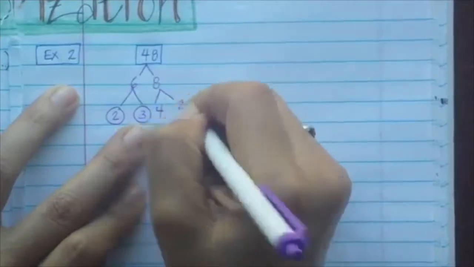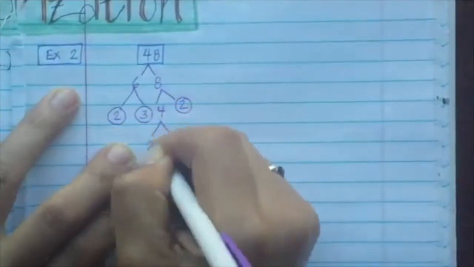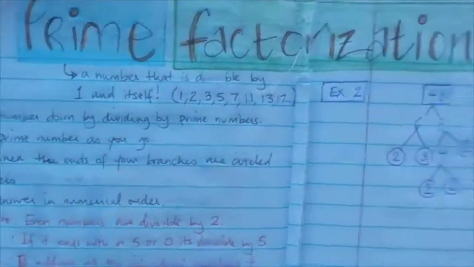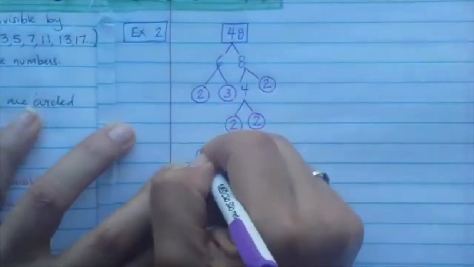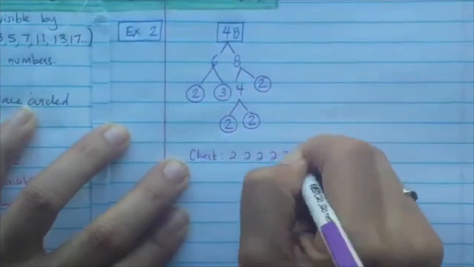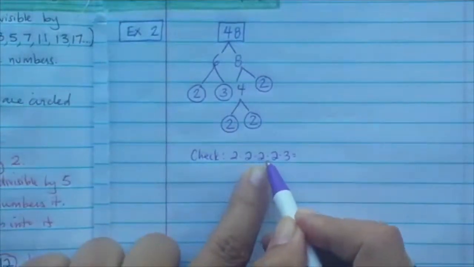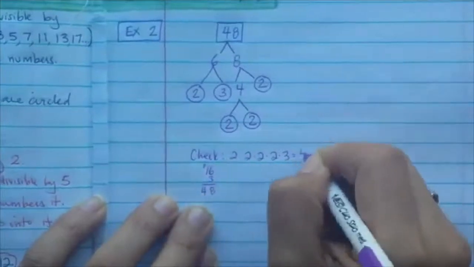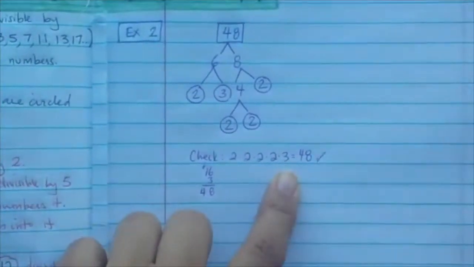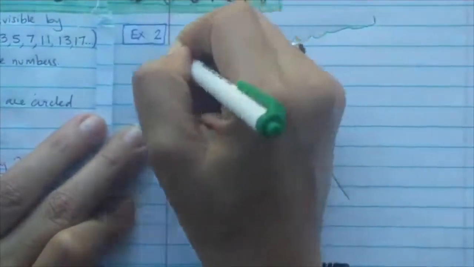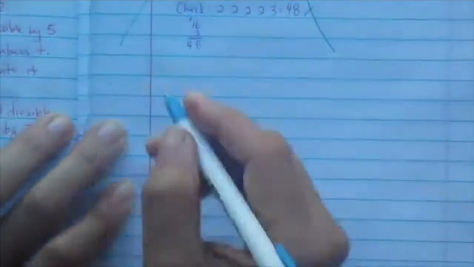Break 8 out to 4 times 2. 2 is a prime number. I can break down 4 more into 2 times 2. And then write it in numerical order. I'll stop because all my branches are finished. So you can check this. If you multiply all the circles, it should give you 48. 2 times 2 is 4, times 2 is 8, times 2 is 16. 16 times 3 is 48. Perfect. So make sure when you break it down, you check it to make sure that you did it correctly. Otherwise, you get the problem wrong for nothing.